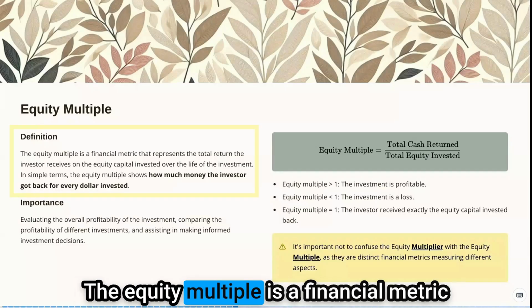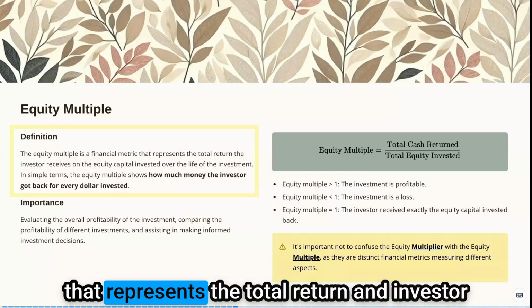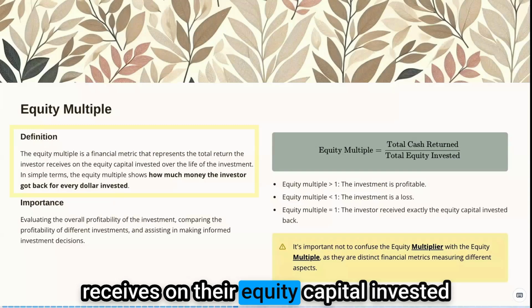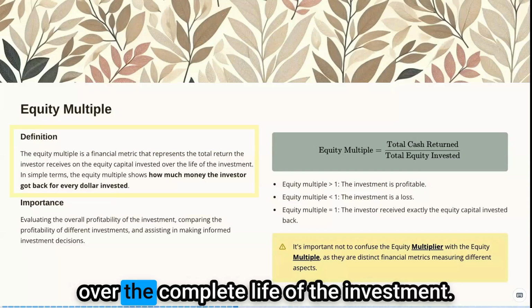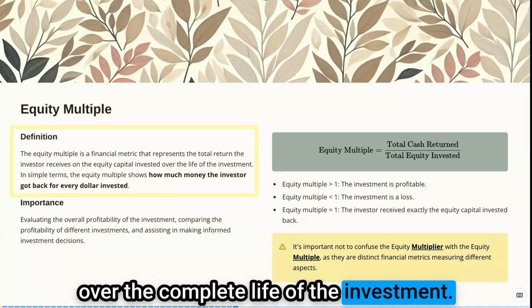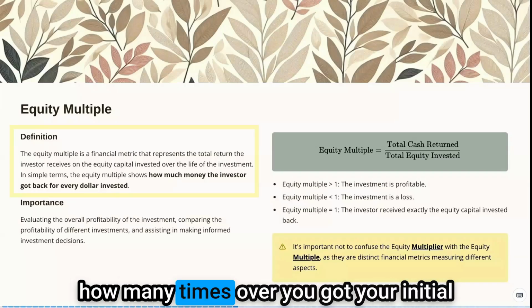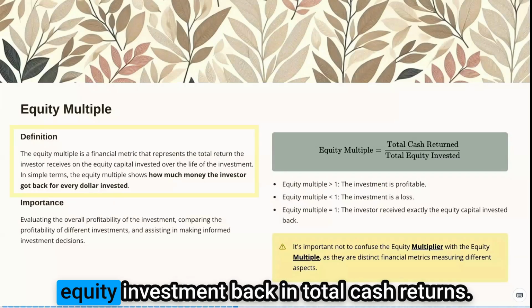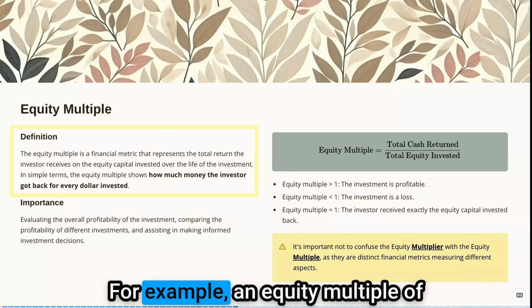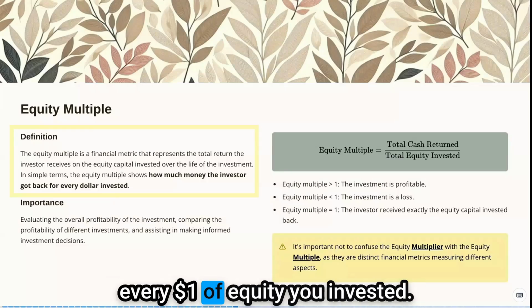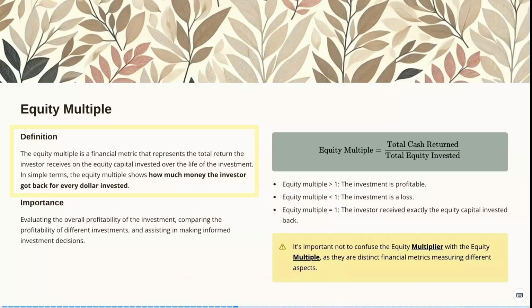The equity multiple is a financial metric that represents the total return an investor receives on their equity capital invested over the complete life of the investment. In simple terms, the equity multiple shows how many times over you got your initial equity investment back in total cash returns. For example, an equity multiple of 2.0x means you received $2 for every $1 of equity you invested.